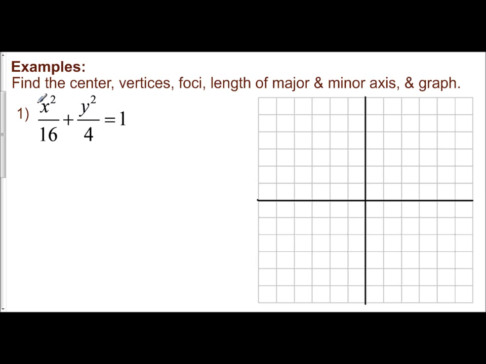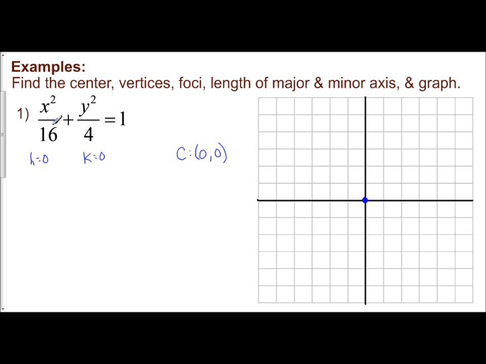h, k are what you are subtracting from your x in the top of the fractions, and then subtracting from the y in the top of the fraction. So x minus h squared, here your h is 0 and your k is 0. Well, that tells me my center is located at the coordinate 0, 0. So I'm going to mark my center lightly, just so we can see it. And then I go and find my a and my b values.